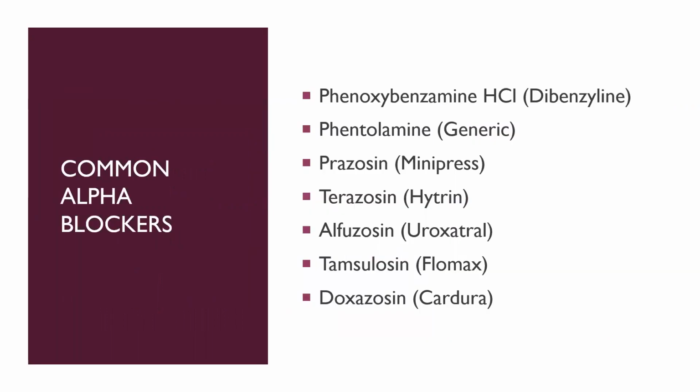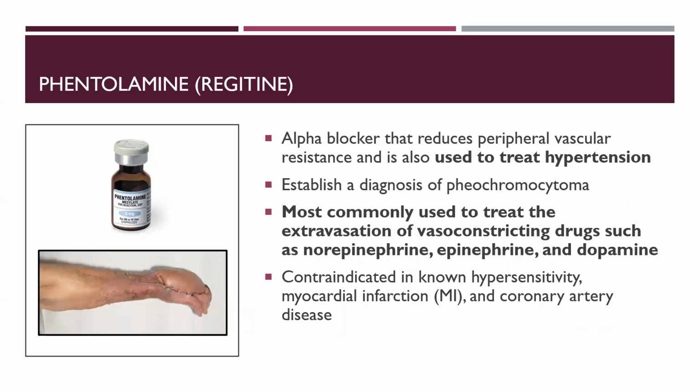So these are some of our common alpha blockers. Our phentolamine, which I was talking about before, is an alpha blocker which reduces peripheral vascular resistance and is used to treat hypertension. It can help establish a diagnosis of pheochromocytoma, because if we remember, we give that one and we see a rapid decrease of blood pressure, then that can help establish that diagnosis. Most commonly, it's used to treat extravasation of vasoconstricting drugs, such as our norepinephrine, our epinephrine and our dopamine.